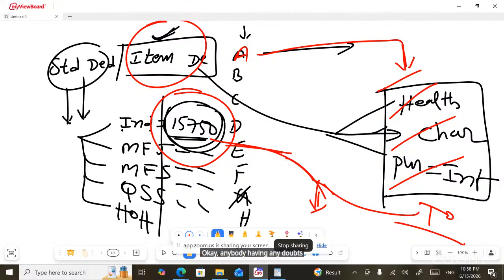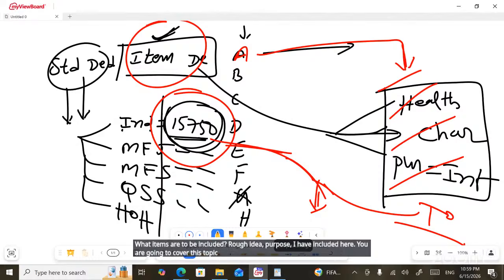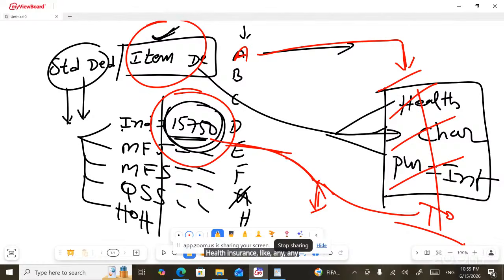Sir, what is that, sir? Health insurance, charity, health insurance or health? Health in the sense of health costs and money spent for health purposes. I have included here a rough idea of what items are to be included. You are going to cover this topic completely. It requires 7 to 10 hours of explanation of all these items. Criteria is given.